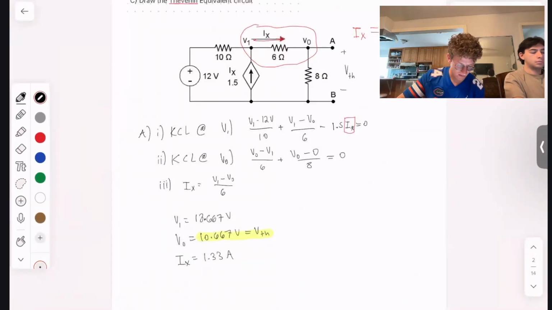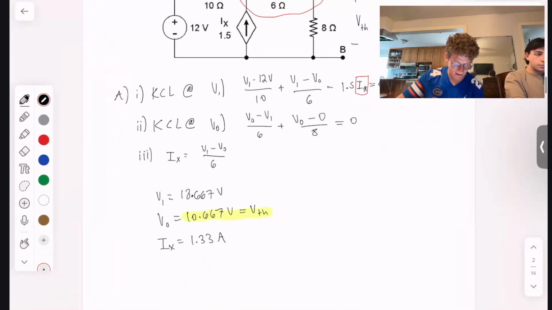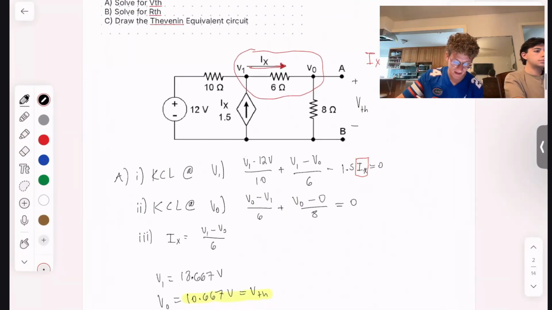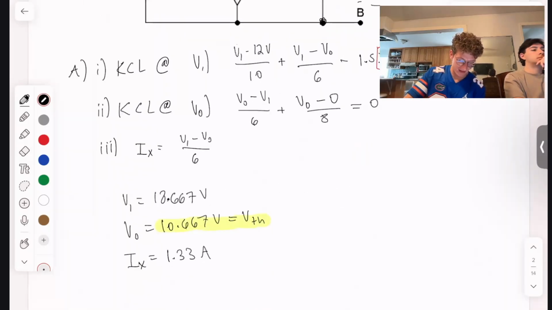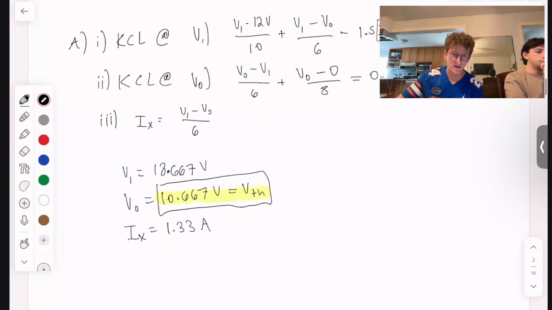This gives us 10.66 volts for VO, and as you guys see, the voltage from VO across this 8 ohm resistor to ground is the same voltage as from A to B. So VO is going to be the same as VThevenin, which is this 10.667 volt value that we have over here.